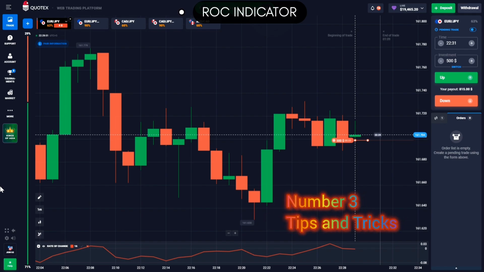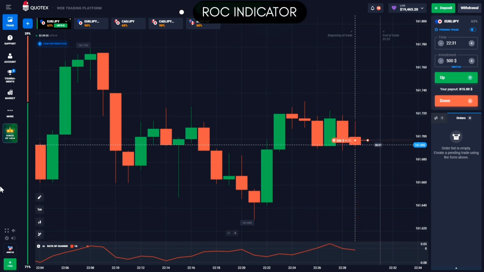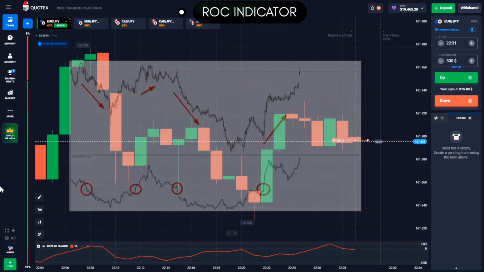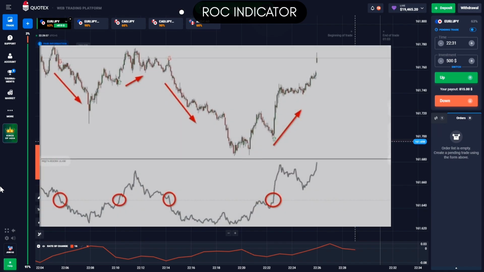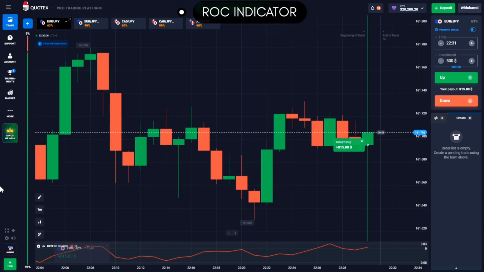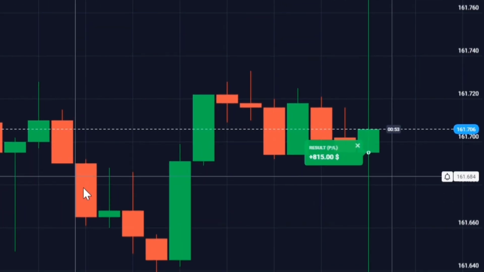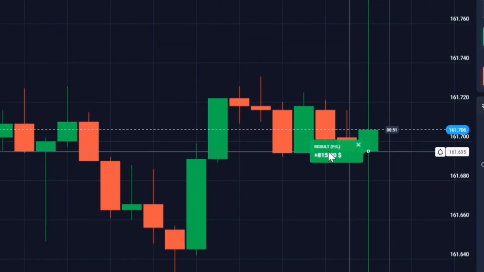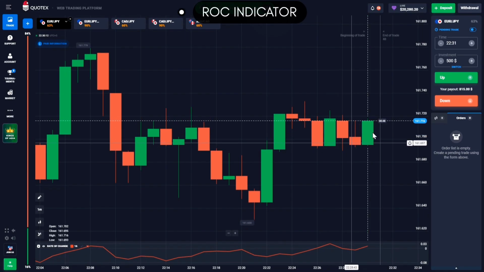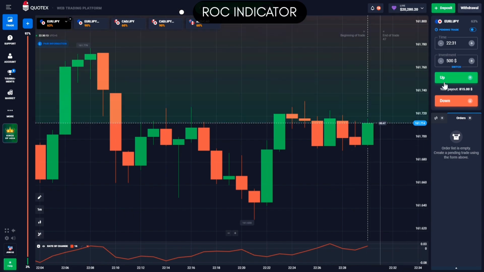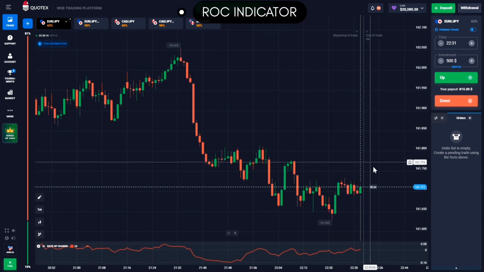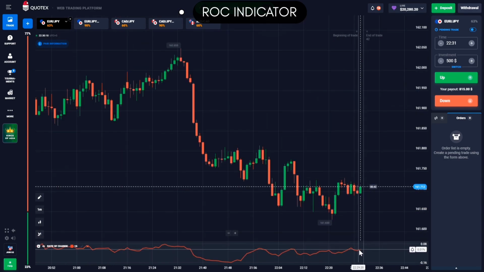Here are some tips and tricks to keep in mind when using the ROC indicator. Adjust the parameters. Adjust the parameters of the ROC indicator to suit your trading strategy. Use multiple time frames. Use the ROC indicator on multiple time frames to confirm trading signals. Combine with other analysis tools. Use the ROC indicator in combination with other technical and fundamental analysis tools to maximize your trading success.